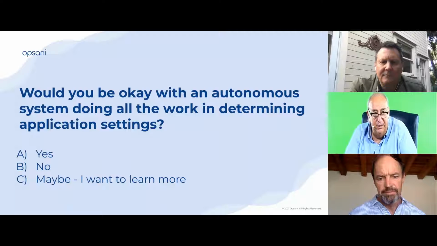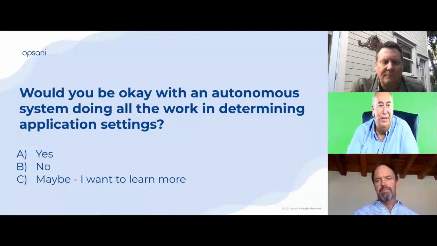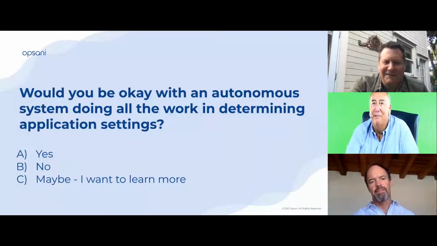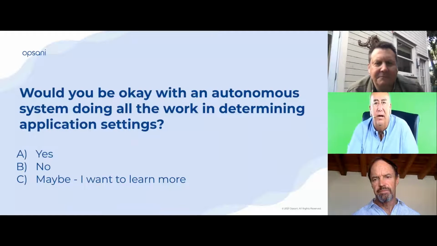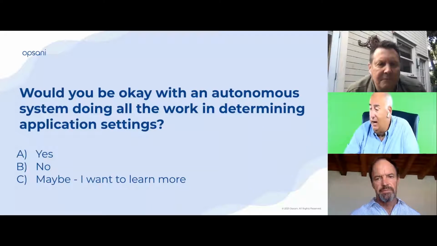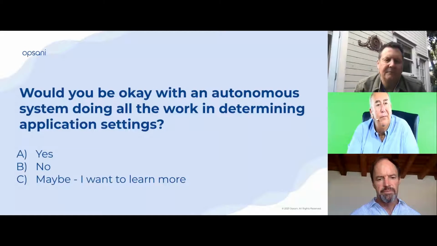Oh, wait, I got the results here for us. Okay, I'm sorry. I feel like I'm at election night and I'm Fox or something, and no one's going to yell at me. But okay, how many of you would be okay with an autonomous system doing all the work in determining your application settings? 32%, just under a third, said, yeah, that would be fine. 12% said, no, not happening. 56% said maybe. So that's got to be encouraging, I guess, right, Pat and Ross, for y'all. People are willing, at least more than half are willing to take a look at it.